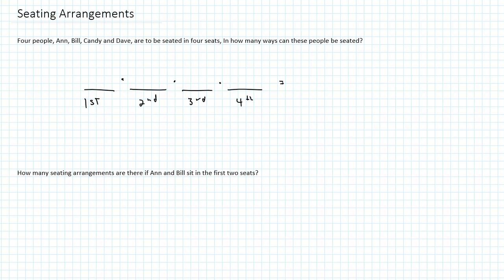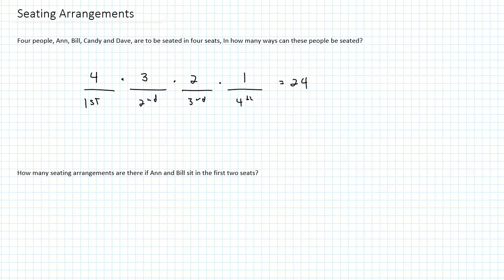So when I go to that first seat, I'm looking at putting either Ann, Bill, Candy, or Dave in there. So there's 4 ways to do that. Once I've put a person in that seat, there's 3 remaining people. So for the second seat, I can choose from those 3. Now I've filled the first and the second seat. Now I'm going to go for the third seat. There's 2 people left, so there's 2 possibilities. And then once I've chosen for the first 3 seats, now there's 1 remaining. So now 4 times 3 times 2 times 1, that's 24. There's 24 possible ways we can seat those people.